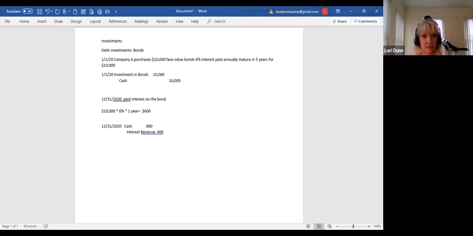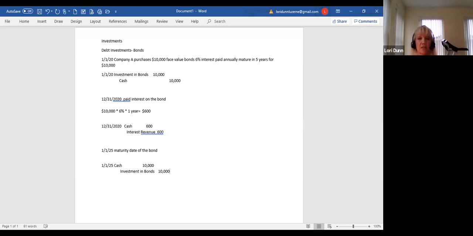Then 2020, so it'd be 1, 2, 3, 24, 25. On 1/1 of 25, company A will receive their $10,000 back. So now it's the maturity date of the bond. Now the assumption is that company A didn't sell this bond because bonds can be sold in a bond market, but they kept it the whole time. So on 1/1 of 25, when the bond matures, the company will debit cash for $10,000 and then credit their investment in bonds account for $10,000.